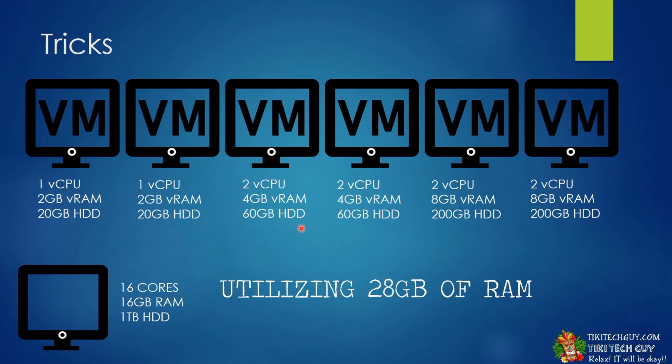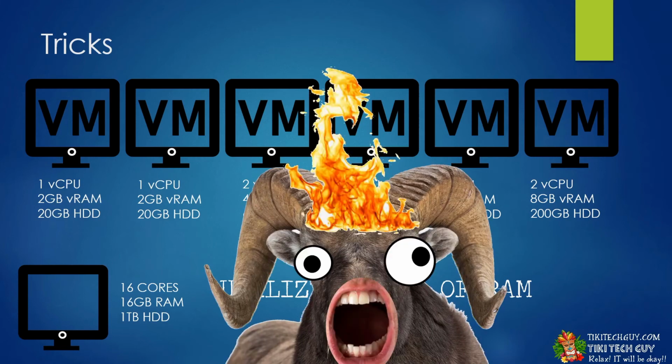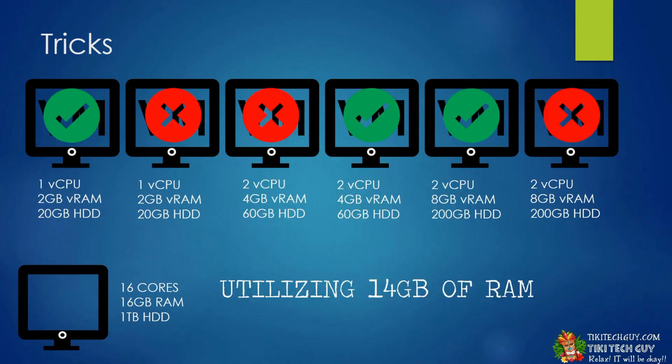So this is the thing that gets most people. You've got 16 gig of RAM. 2, 4, 4, 8. That's a lot of RAM. That's 28 gig of RAM. So if you fire all of these up at once, your RAM is going to just go on fire. It's not recommended. Do not do this. It will not work. There may be some contention or ballooning and stuff like that, but in the end, you're just heading for disaster. Don't do it.